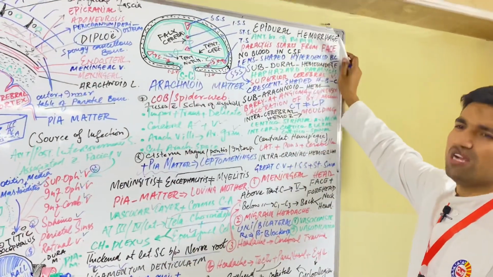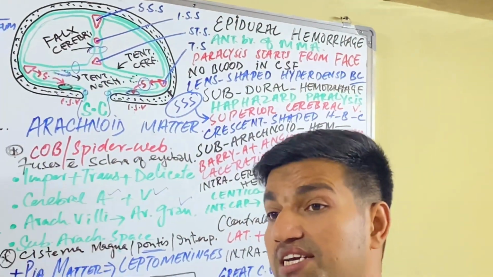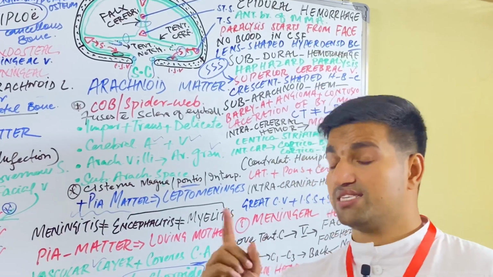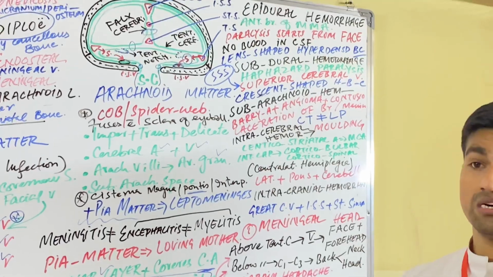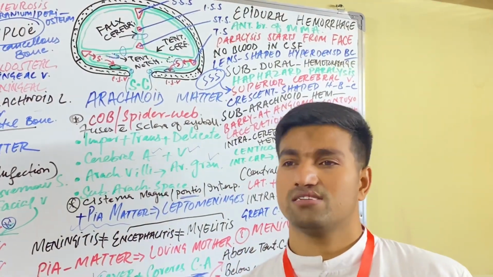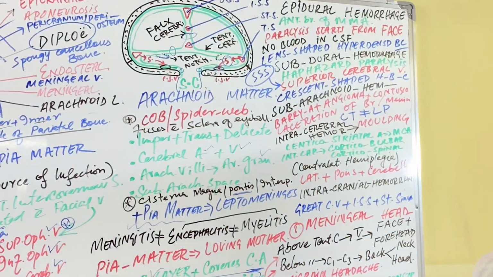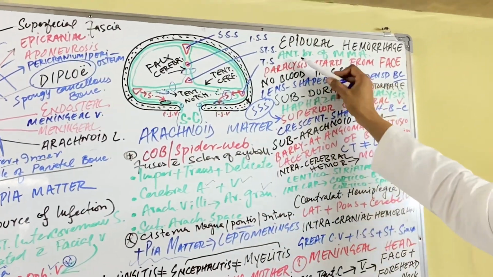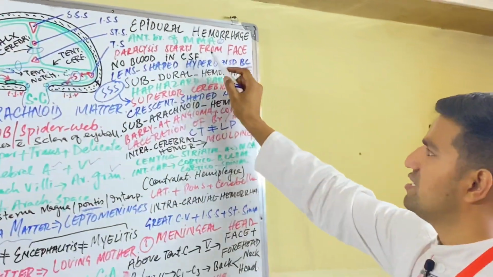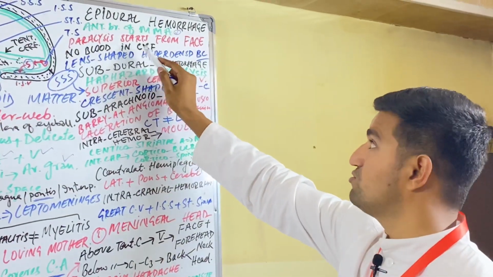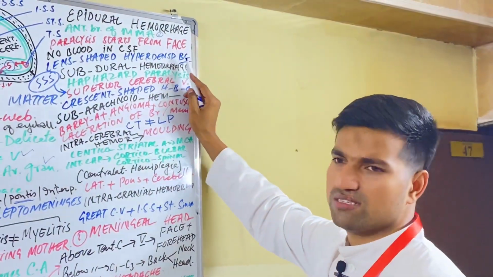First of all, epidural hemorrhage, due to damage to the middle meningeal artery, especially the anterior branch. First of all, paralysis of the face will happen. Then in epidural hematoma we have a lens-shaped hyperdense collection of blood. You can see over here. The anterior branch of the middle meningeal artery will be damaged, then paralysis starts from the face. There is no blood in the CSF in epidural hemorrhage, and there is a lens-shaped hyperdense blood collection.